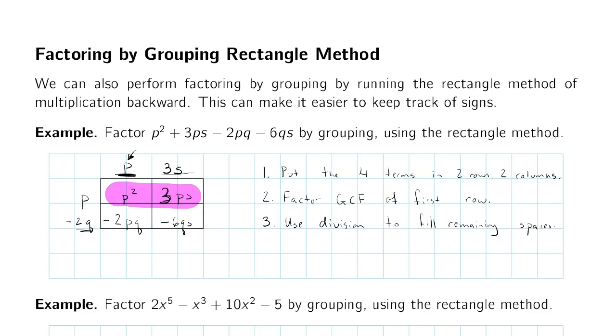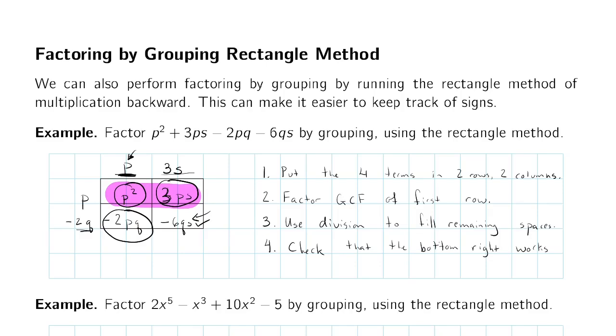So notice I've used this and this monomial. So far I've ignored this one. The last thing I'm going to do is check that the bottom right product works. Right, so 3s times negative 2q is in fact negative 6qs.